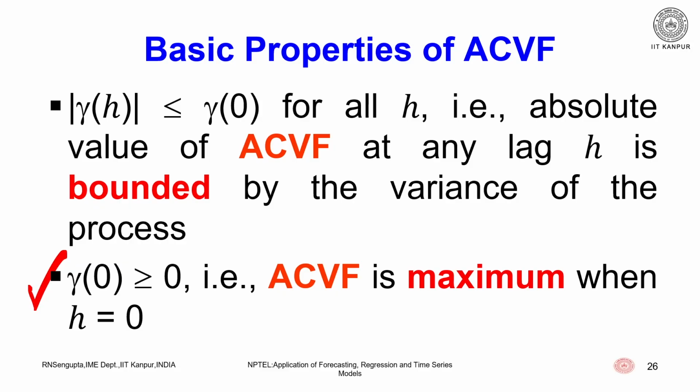The absolute value of gamma h is less than or equal to gamma 0 for all h, which are the lags, that is, the absolute value of ACVF at any lag h is bounded by the variance of the process. So, obviously, the lag would not exceed that, and the autocovariance function is greater than or equal to 0, and the maximum value is attained when the lag is 0. That means you are trying to predict for itself.